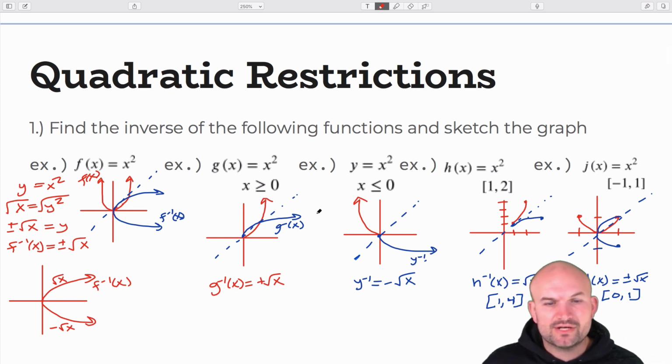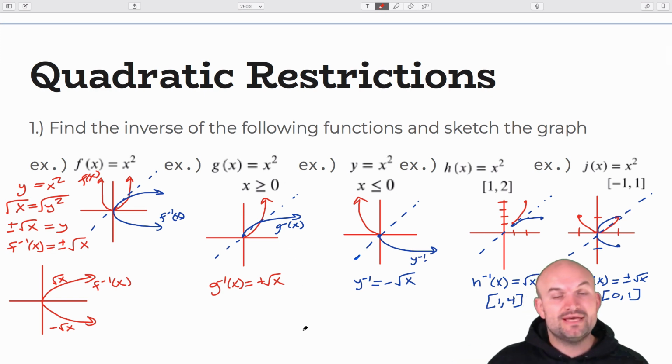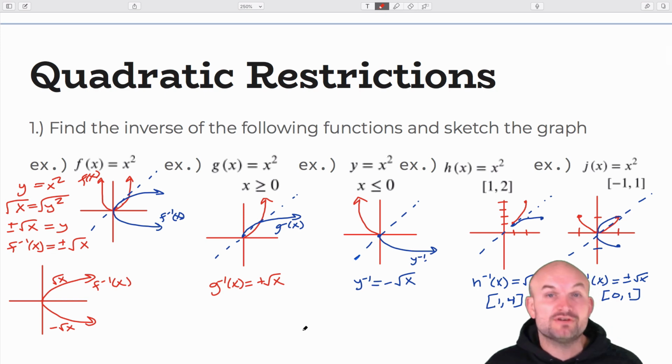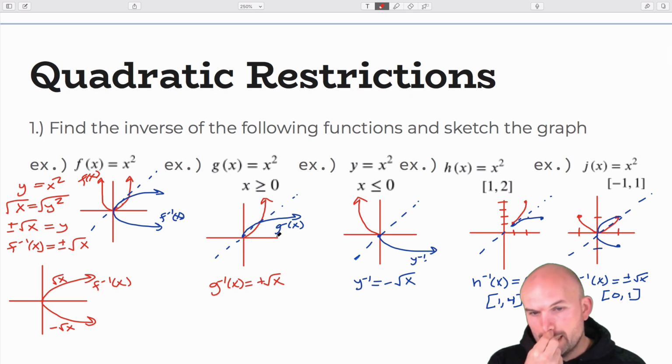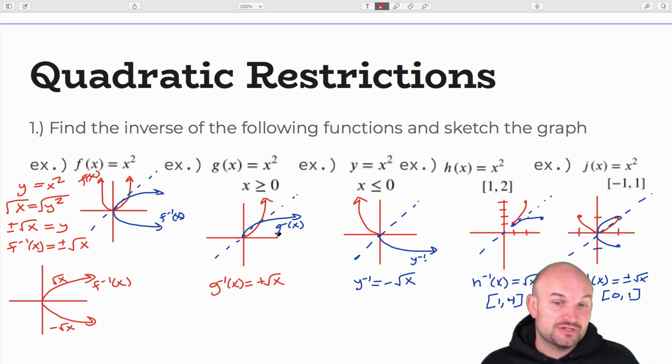But you can see that the red graph passes the horizontal line test and the blue graph passes the vertical line test. So by adding the restriction, we allowed ourselves to be able to find the inverse of g of x. And the other most common restriction that we had was x is less than 0. So now we take this parabola and restrict it for all x values less than 0. Again, algebraically the work is going to be the same, but now you're going to get y inverse as the negative version of the square root.